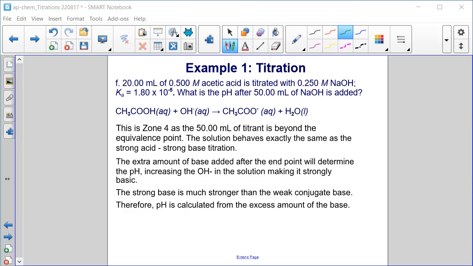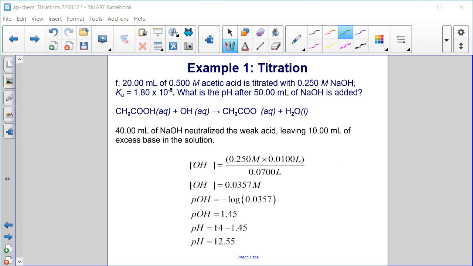F. What is the pH after 50 milliliters of NaOH is added? So this is zone 4, as the 50 milliliters of titrant is beyond the equivalence point. The solution at this point behaves exactly the same as the strong acid, strong base titration. The extra amount of base added after the endpoint will determine the pH, increasing the hydroxide in the solution, making it strongly basic. The strong base is much stronger than the weak conjugate base. Therefore, pH is simply calculated from the excess amount of the strong base.